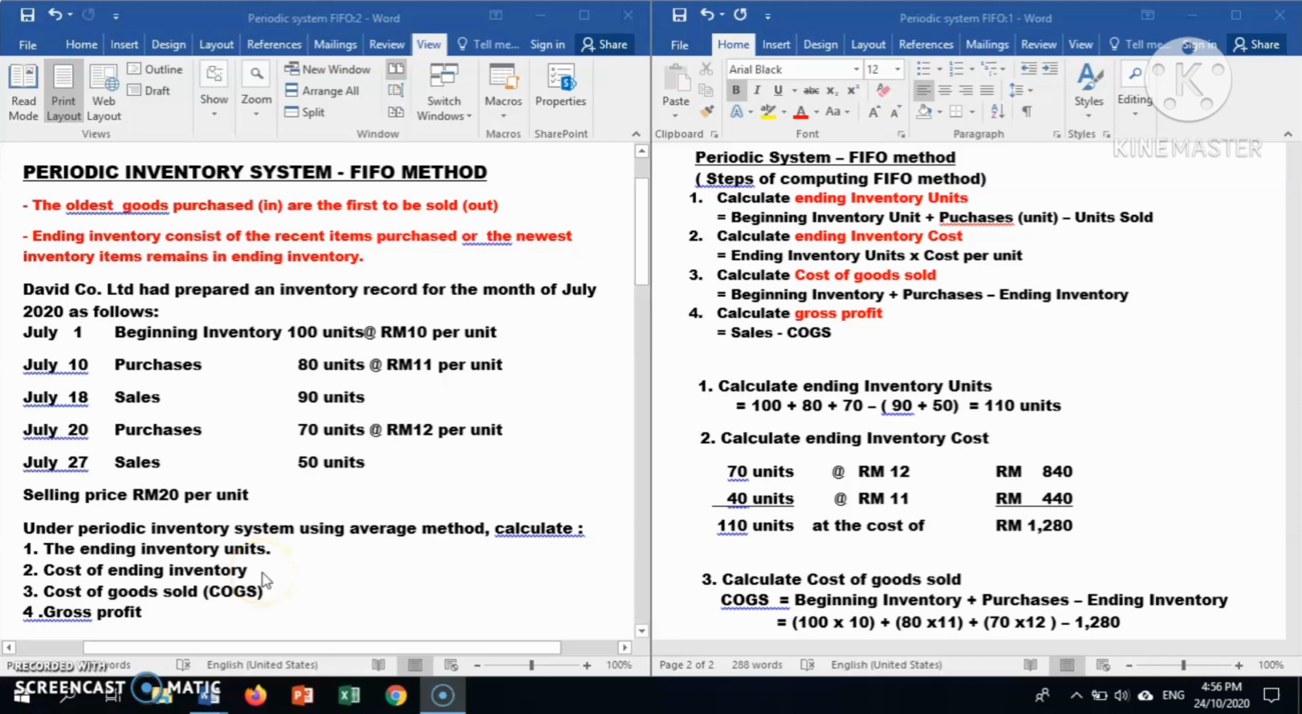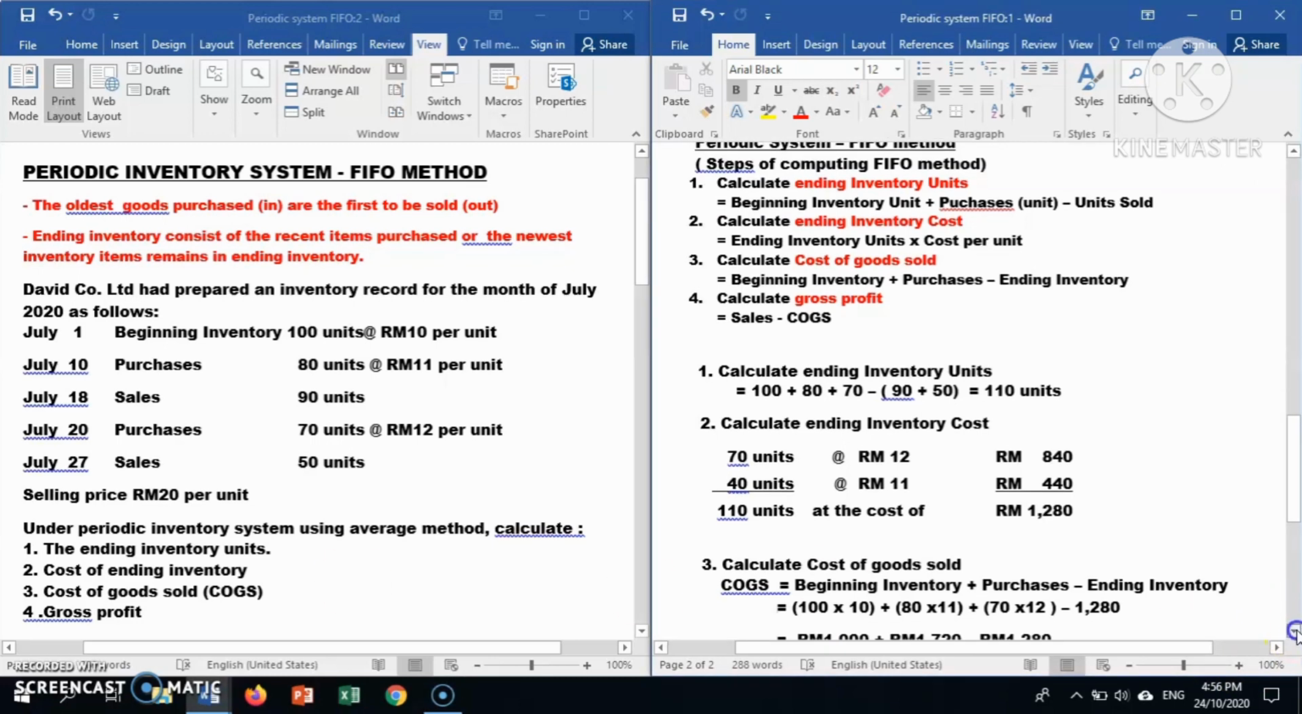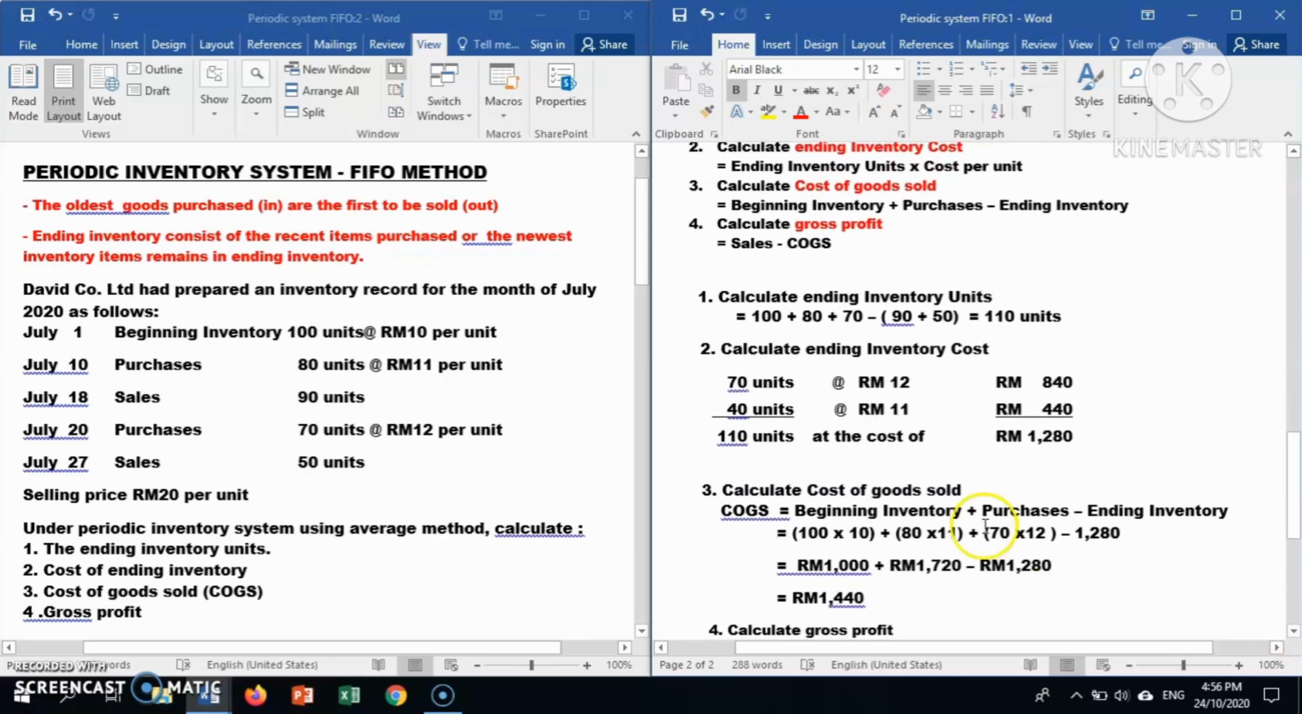So number one, we have calculated ending inventory units. The second one, we have calculated the cost of ending inventory. Now the third one, we have to calculate cost of goods sold. So what is the formula? We must know that the formula: cost of goods sold equals cost of goods available for sale less ending inventory. So we can see from the question, beginning inventory 1100 plus purchase 80 times 11 and the third purchase 70 units times 12. And we have to deduct ending inventory.